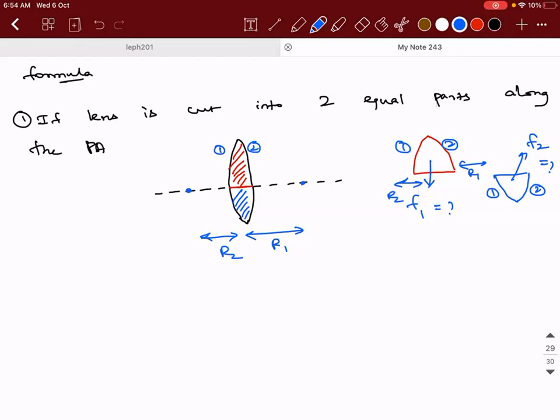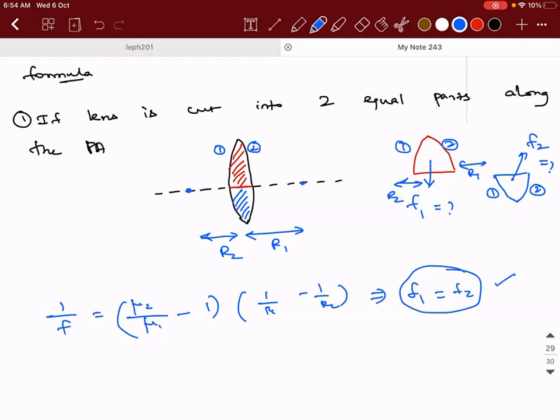So when you use the formula 1 by F is equal to mu2 by mu1 minus 1 into 1 by R1 minus 1 by R2, that implies F1 and F2 will be the same, right? And what will it be equal to? It will be equal to F, that is the original focal length. Means what I'm trying to say is, if the original focal length of the source lens is F, and if it is cut into two equal parts at the bottom and the top, then the focal length of the smaller pieces is still the same as the original lens. That is the meaning. It is a very, very important point. Please make a note of it. There are many questions that are asked based on this topic.